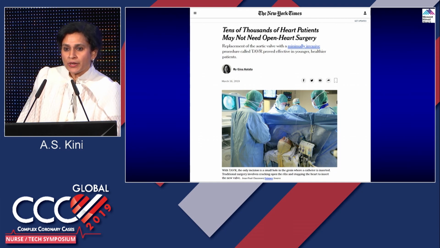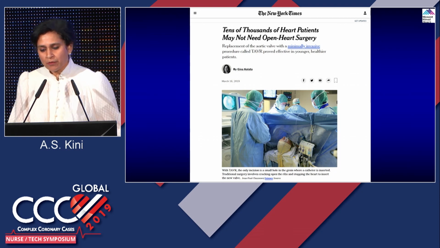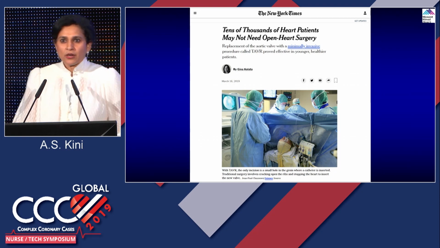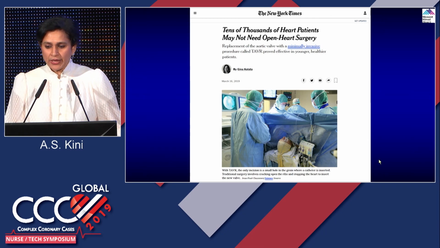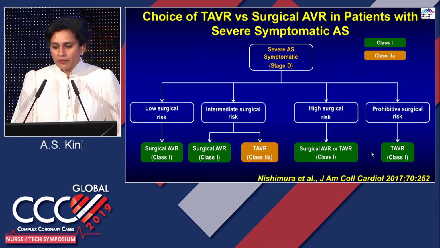Because we attacked from high risk to intermediate risk to low risk, and we are just waiting for the final FDA approval and CMS mark, and then we will go to the low risk patients also, essentially saying most people do very well with TAVR in this day and age. So if you go to the current guidelines as of 2017, the question is not who is suitable for TAVR. Now the question is who is suitable for SAVR.